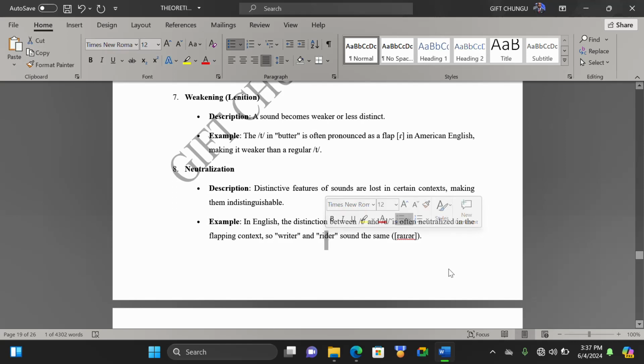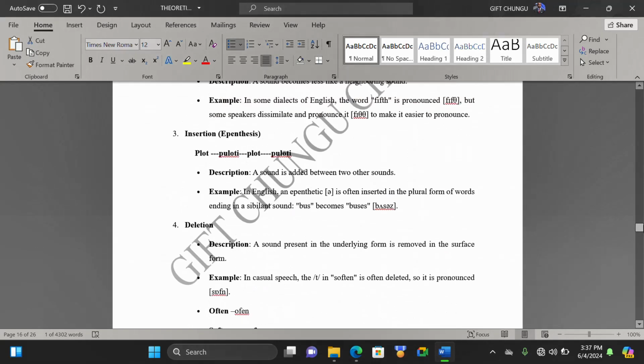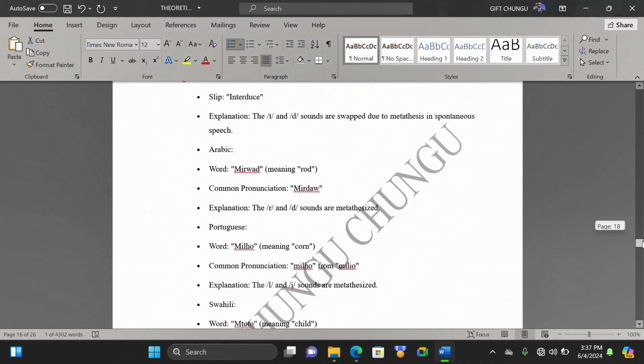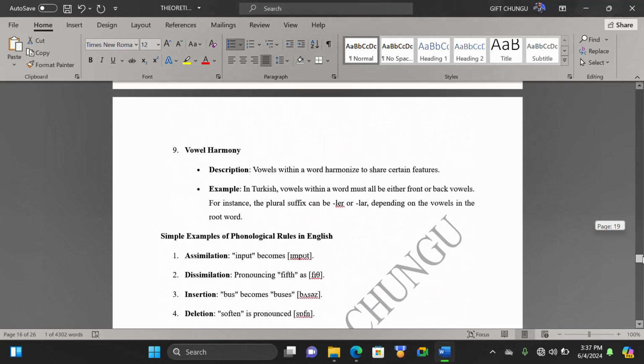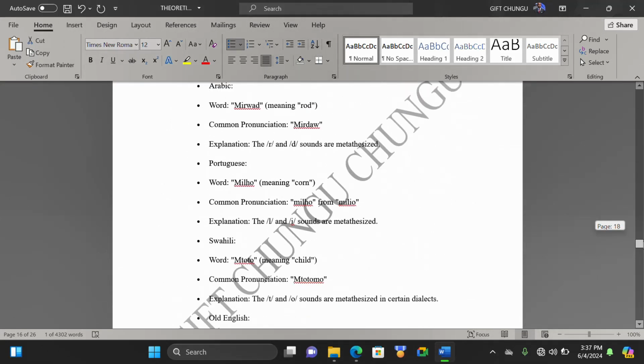So when we have that neutralization of certain sounds that we find in different environments, that is what we call neutralization. So these are some of the phonological rules that we have in phonology. That is what we are looking at.